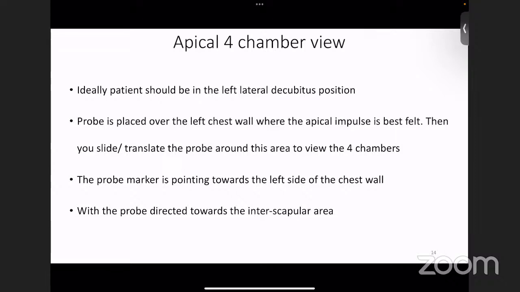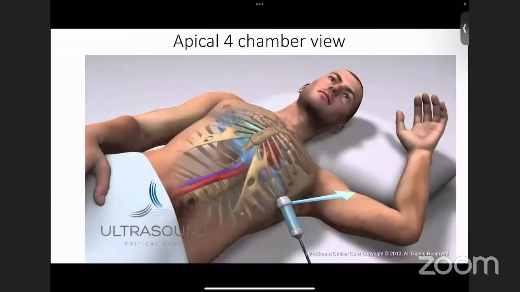Next, here the probe marker is pointed towards the left side of the wall. I'll show it in the next figure, and the probe is to be directed to the interscapular area. Basically, I'm trying to tell you it should be directed towards the back. So this is how the probe is placed near the apical area, the marker towards the left side, and the direction going towards the back.